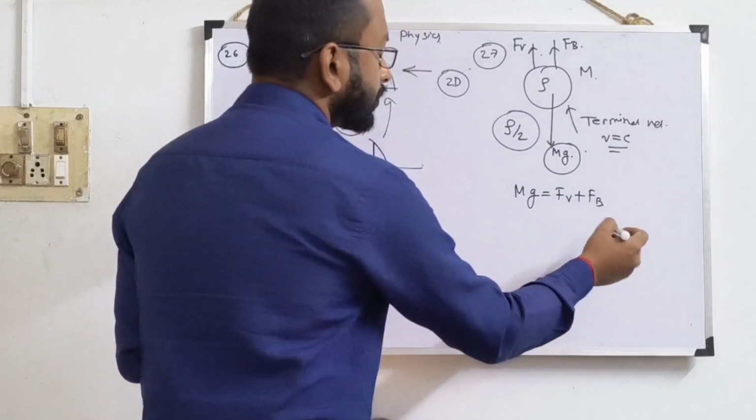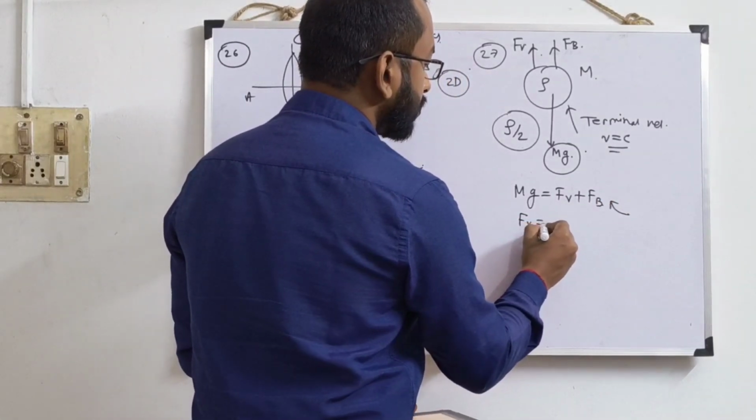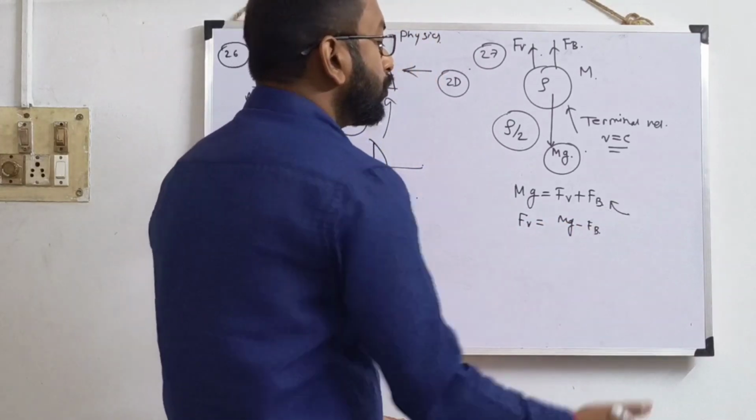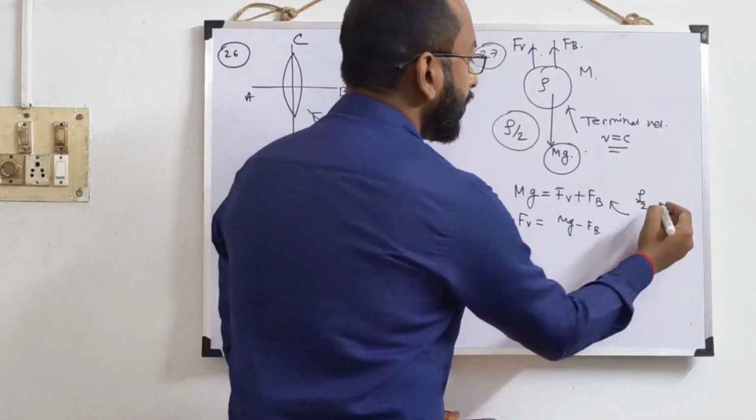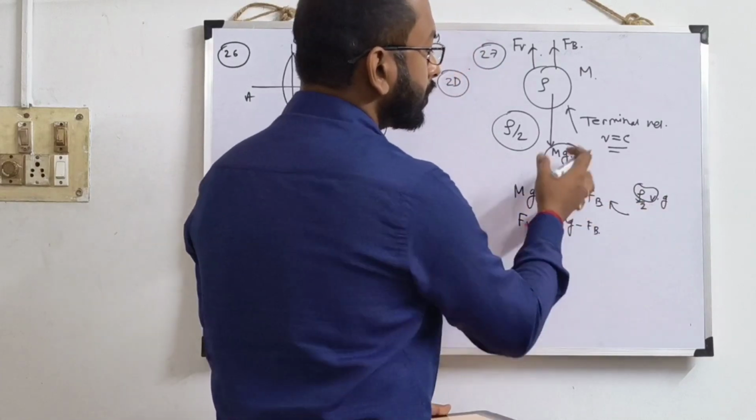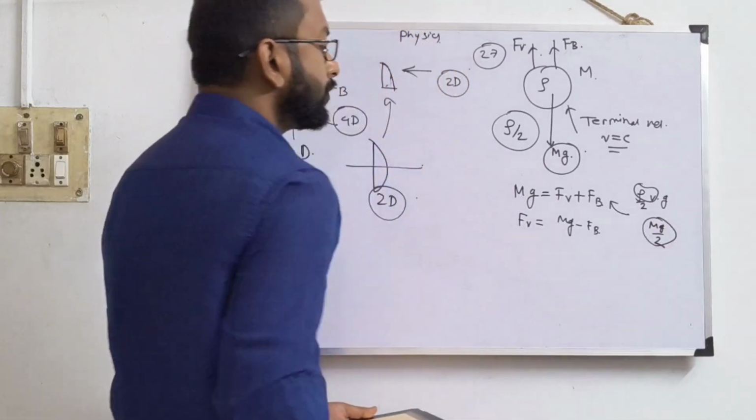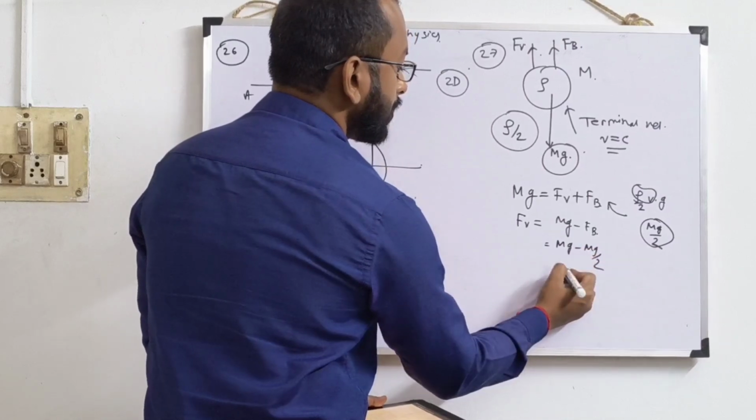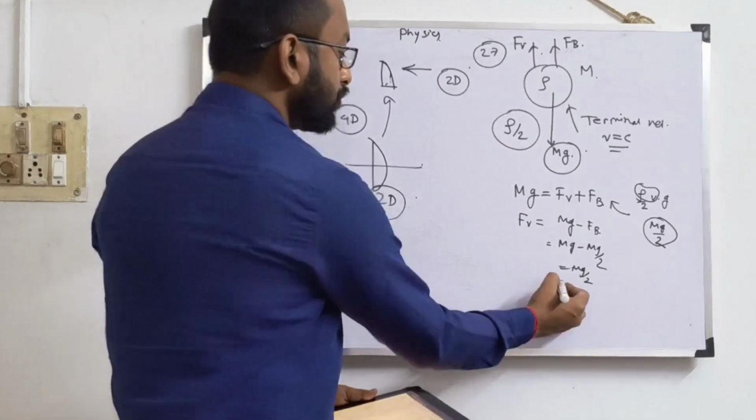So what is the buoyancy force? If I put the buoyancy force here, then I will get the value of the viscous force, that is mg minus the buoyancy force. The buoyancy force will be rho by 2, the density of the medium, into v into g. Then rho and v give mg because rho is the density of the ball, so it becomes mg by 2. That is our buoyancy force. So the viscous force becomes mg minus mg by 2, that is mg by 2. And that is the answer. Option number 2 is the answer.